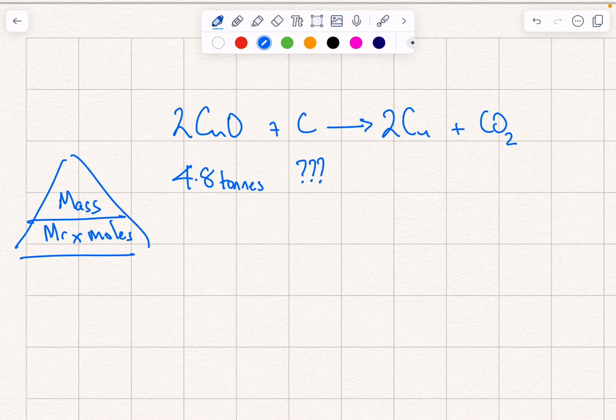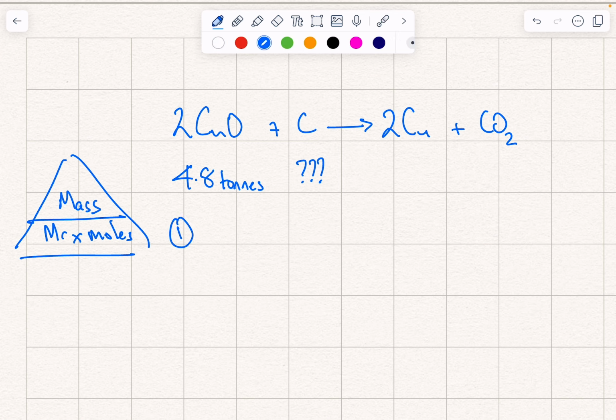Okay, in this question we're told we've got 4.8 tons of copper oxide. We want to calculate how much carbon is needed to reduce the copper oxide and make copper. So to help me start, underneath I write down what I've got here. So I've got 4.8 tons of this and I want to find the mass of this.